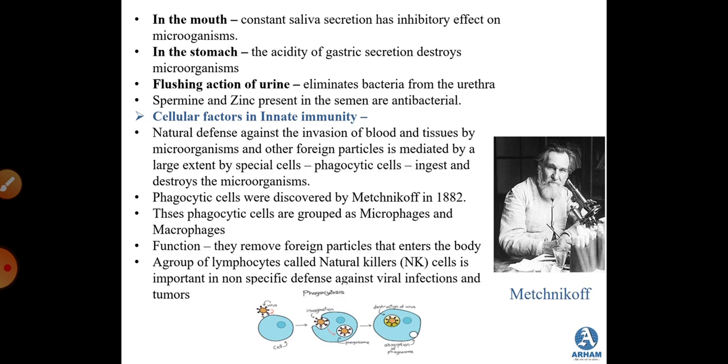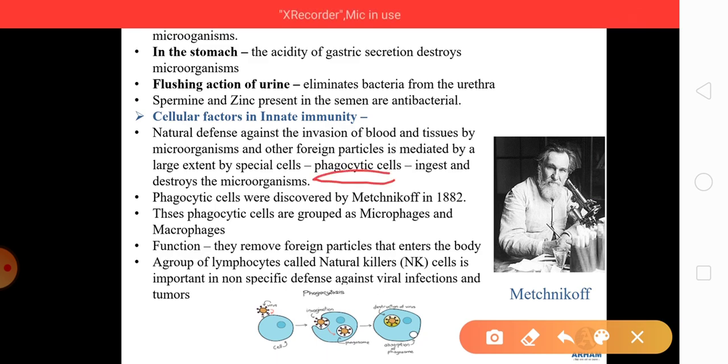Now this was about the first barrier, that is the epithelial surface. So there are certain epithelial surfaces in our body that we have studied. The next one is the cellular factors in innate immunity. Natural defense against the invasion of blood and tissues by microorganisms and other foreign particles is mediated to a large extent by special cells known as phagocytic cells. What is the function of these phagocytic cells? They ingest and destroy microorganisms.